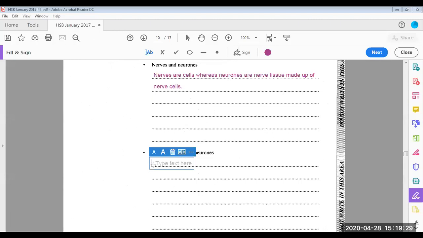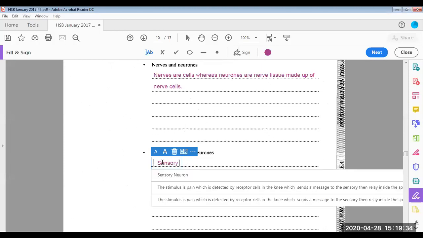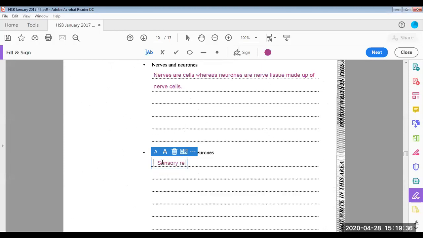What is the difference between sensory and motor? Okay, so sensory neuron receives a nervous impulse from who? Receptor cells, and transmits the impulse to the relay neuron.